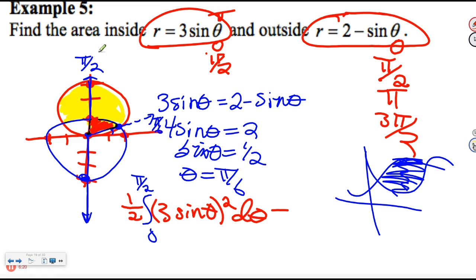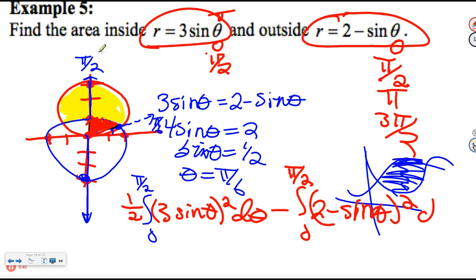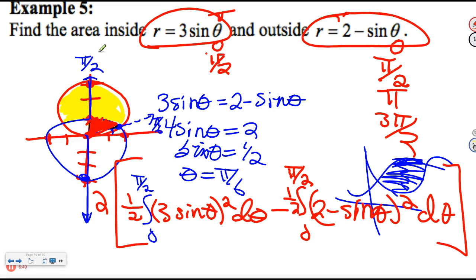Then I'm going to subtract off from 0 to pi over 2. Correct? The inside one, and that would be like I'm just heading out. Again, you're not coloring left to right with rectangles. You're heading across, and you're actually doing these little circle sectors. So I'm going to go from there to there, and that's the bottom one. So you do 2 minus sine theta quantity squared d theta. Once I'm done with the whole thing, I would double it. Yes?